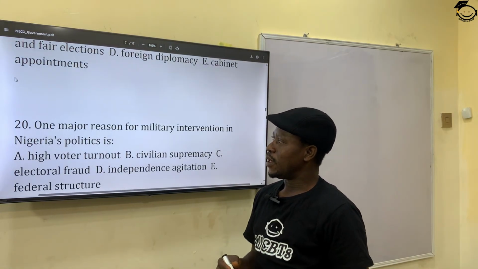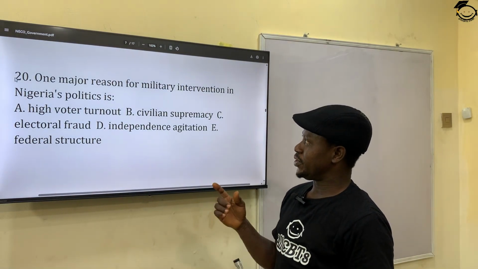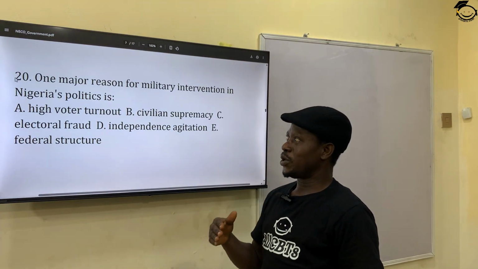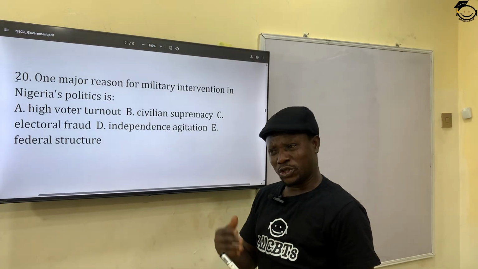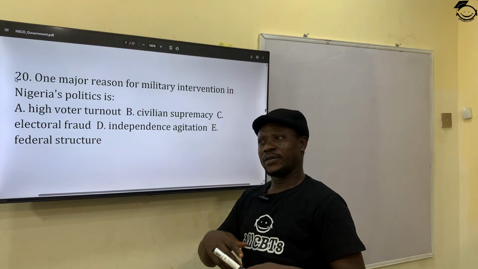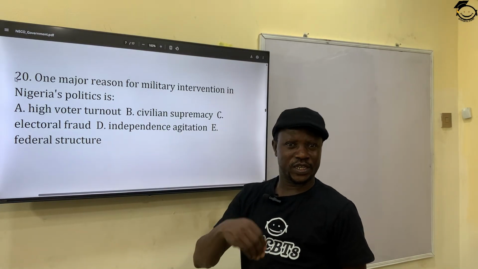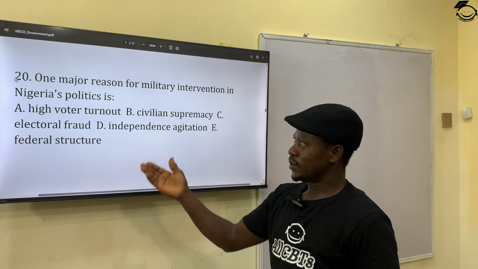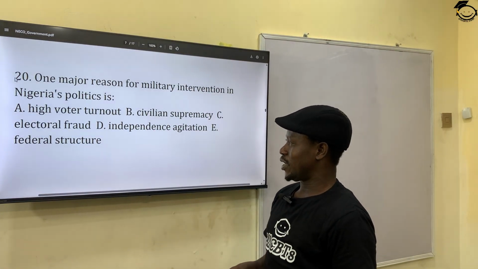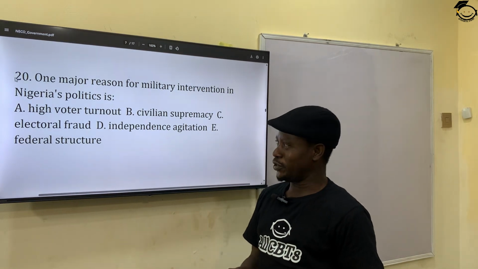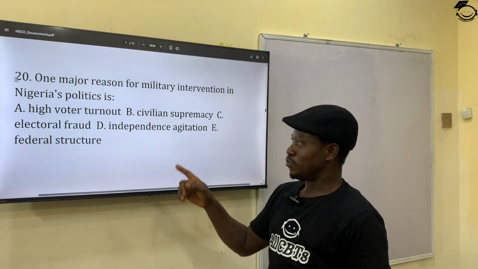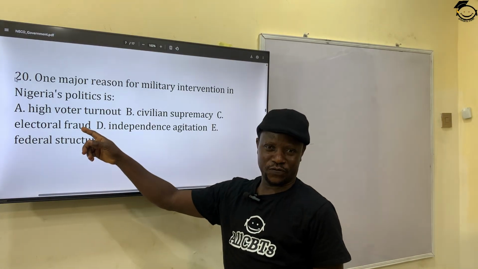Another question, one major reason for military intervention in Nigerian politics is, in other words, can you just mention any one of many reasons that were claimed by the military for intervening in Nigerian politics? A, high voter turnout, how can that be? B, civilian supremacy, how? C, electoral fraud. D, independence agitation. E, federal structure. The most correct answer here is electoral fraud.